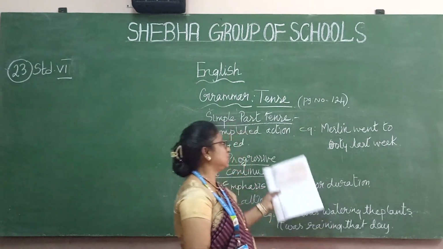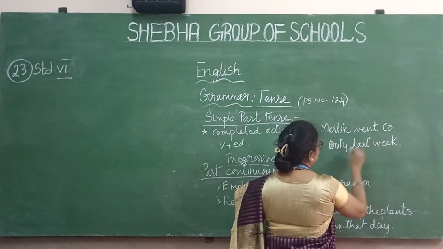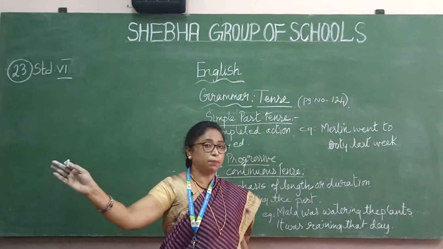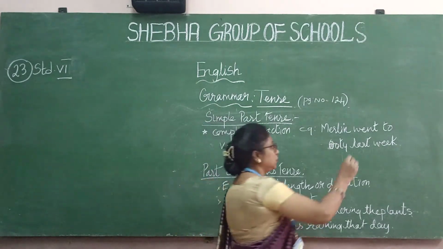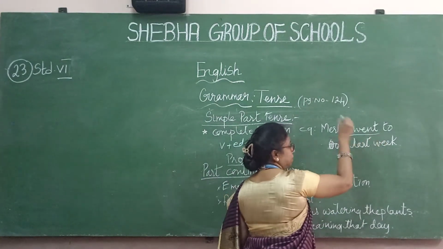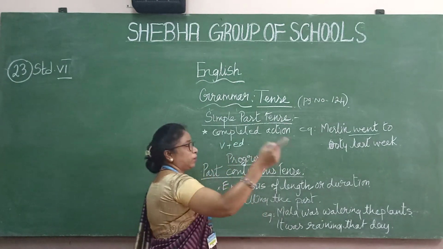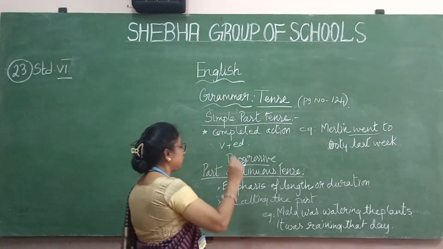Same thing. So see the example over here. Merlin went to Ooty last week. Last week. So what happened last week? Past tense. She went to Ooty last week. Got that now? So the verb is in the past tense. It is a completed action. What happened in the past? A completed action.